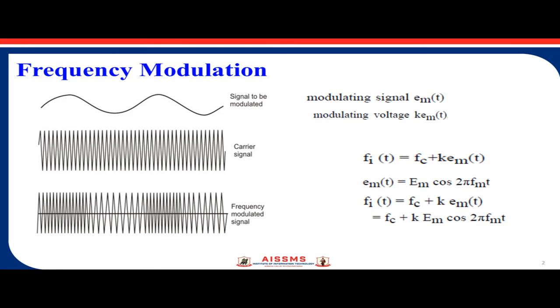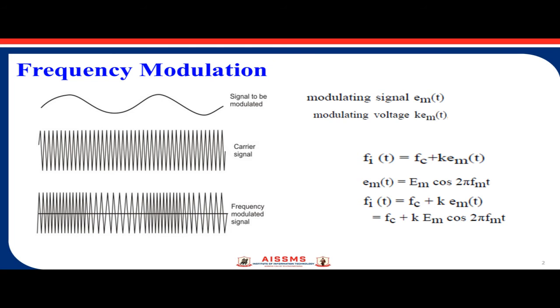A signal to be modulated, carrier signal and modulated signals are shown in the figure. In the case of frequency modulation, the modulating signal is used to vary carrier frequency. The change in frequency is proportional to the modulating voltage. The instantaneous frequency of the modulated signal can be represented by Fi(t) = Fc + Km e(t), where Fc is the carrier frequency.